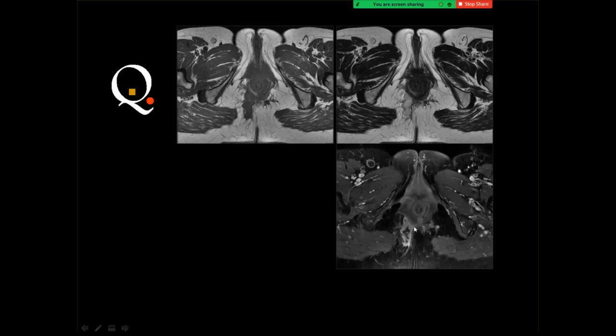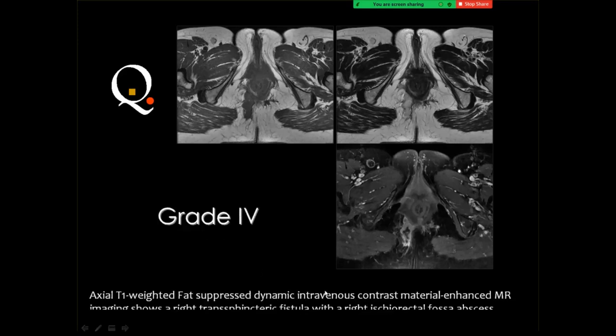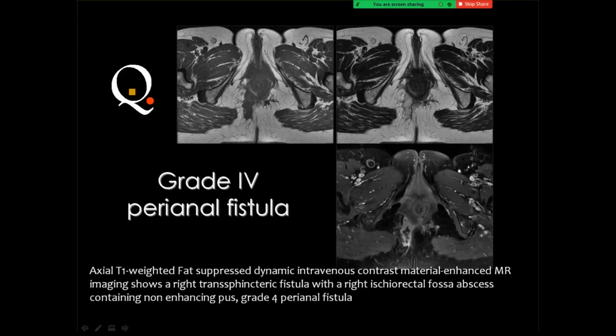But if there is a branch, grade 3. Grade 3 is extension across the external sphincter. If there is an abscess or side branch, you consider grade 4. And this is grade 4 perianal fistula with abscess formation in the ischioanal fossa.